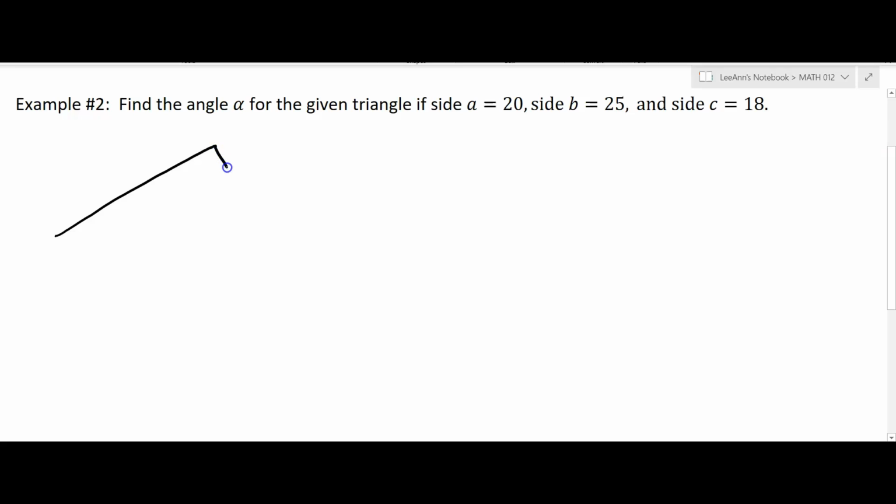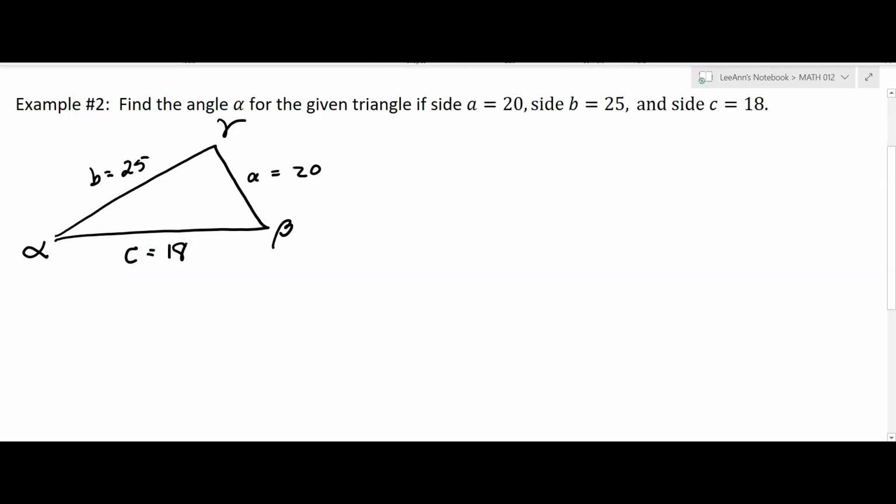I don't usually spend a lot of time drawing it. I just pretty much always draw the same triangle, and then I label it alpha. This time I'm going to go like the book did it, gamma, beta. Sometimes I put beta up there, but it doesn't really matter. You can decide how you want to draw your triangle. And then side A is going to be 20, side B is going to be 25, and side C is going to be 18.